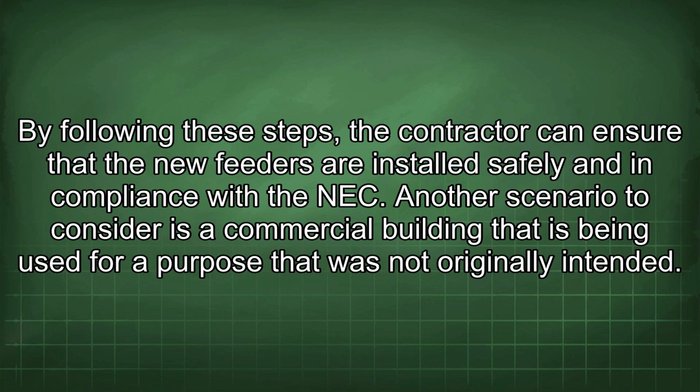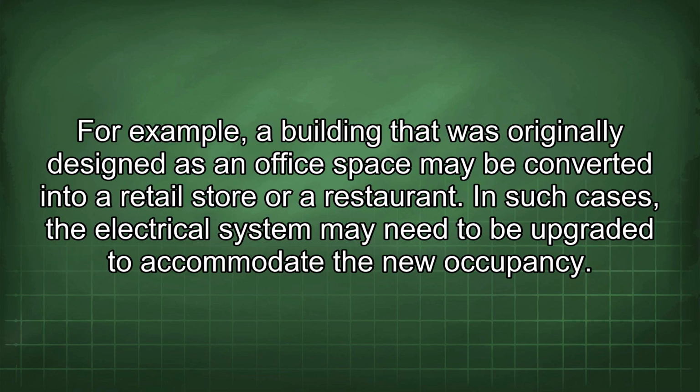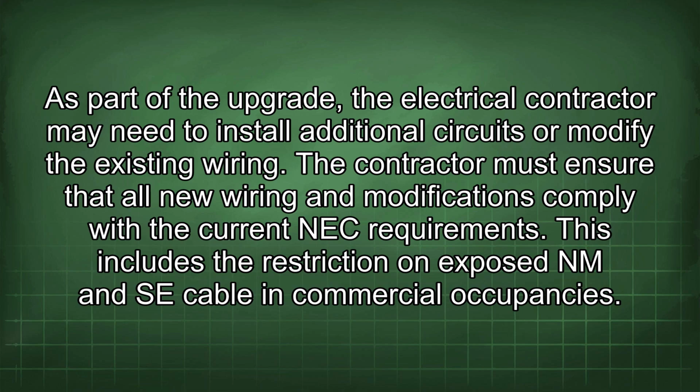Another scenario to consider is a commercial building that is being used for a purpose that was not originally intended. For example, a building that was originally designed as an office space may be converted into a retail store or a restaurant. In such cases, the electrical system may need to be upgraded to accommodate the new occupancy. As part of the upgrade, the electrical contractor may need to install additional circuits or modify the existing wiring. The contractor must ensure that all new wiring and modifications comply with the current NEC requirements. This includes the restriction on exposed NM and SE cable in commercial occupancies.